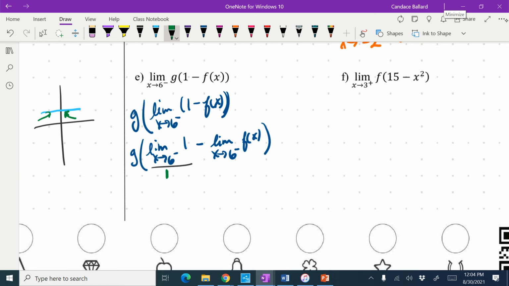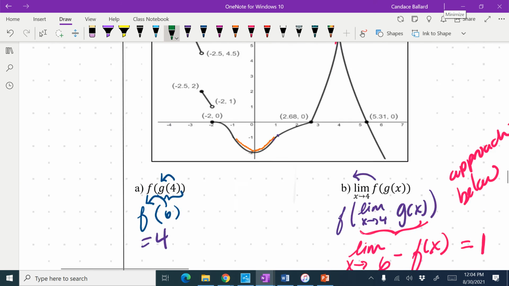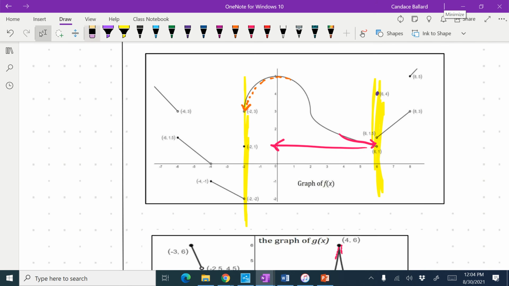Okay, now I'm going to go to my F graph and I'm going to find the limit as F is approaching 6 from which direction, left or right? Left. Okay, so I got to go to the left. So I'm going to my F graph. Okay, I'm going to erase what's there. We said 6, right? Positive 6?